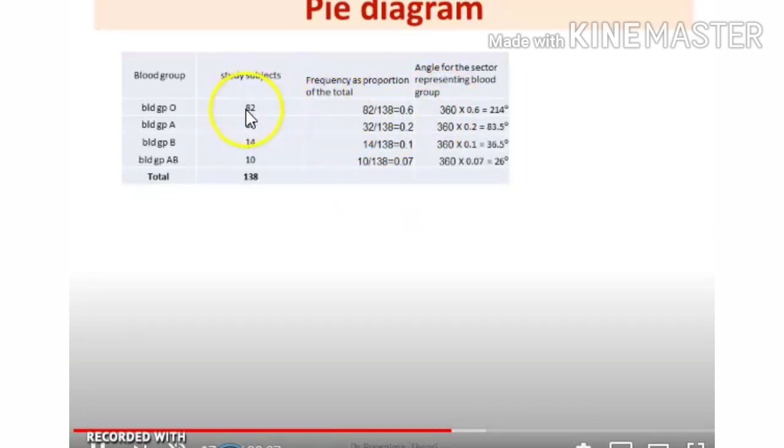So first the data will be given like this and you have to add the data. So the total will be 138. Then you have to divide each data value by the total. So 82 divided by the total 138 is equal to 0.6. The next component, 32 divided by 138, is equal to 0.2, and 14 divided by 138 is equal to 0.1, and 1 divided by 138 is equal to 0.07.